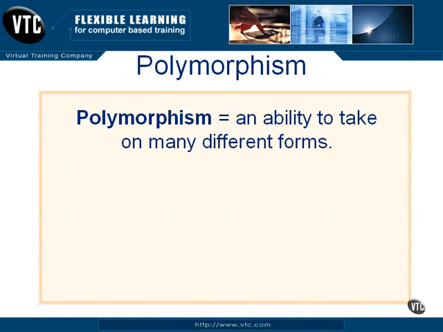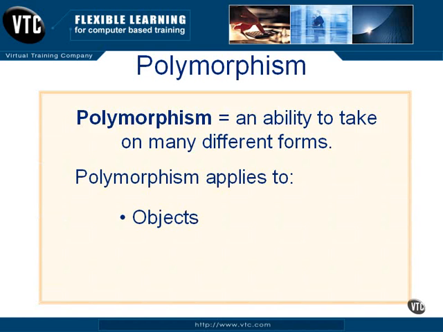Polymorphism. Another object-oriented concept we'll look at is polymorphism, and all that means is the ability to take on many different forms. Now, polymorphism can apply to objects, and it can also apply to operations. Let's look at some examples to see how.